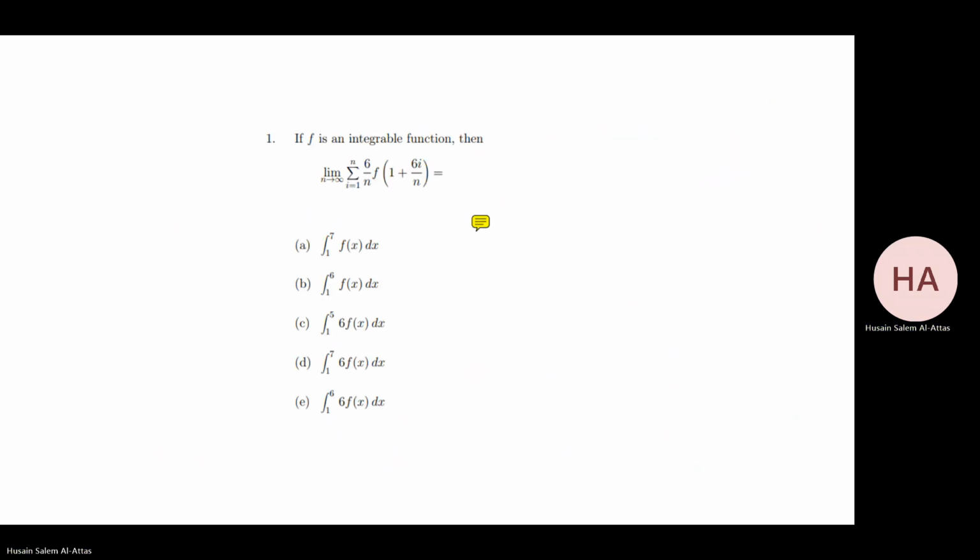Okay, f is integrable, now we want to deal with this. Notice everything is f of x times the 6. So for sure, this will be my xi, 1 plus 6i over n. And this is my delta x, very clear. That will be my delta x, 6 over n, which works with this: 1 plus i delta x.